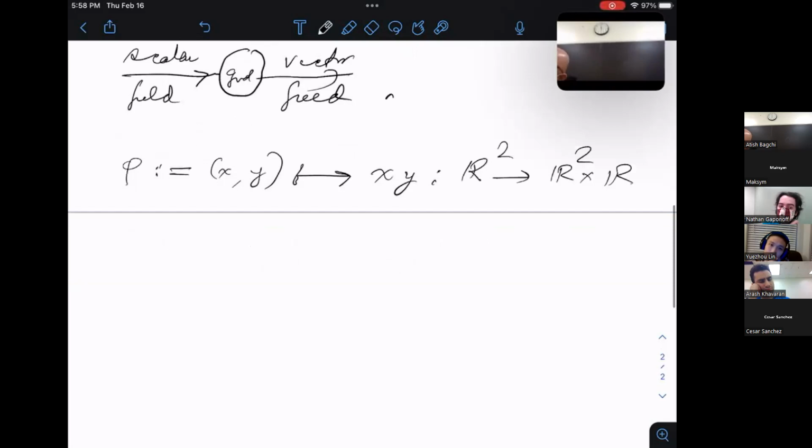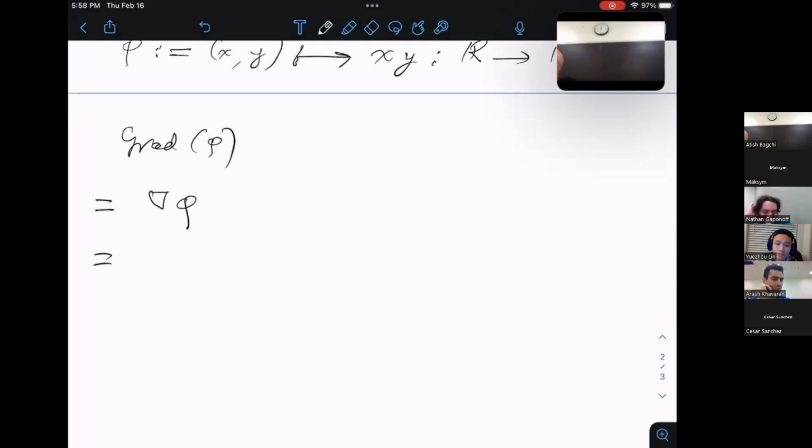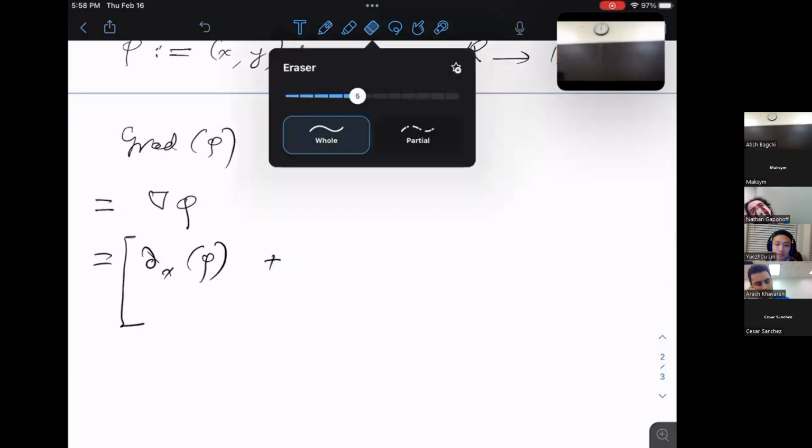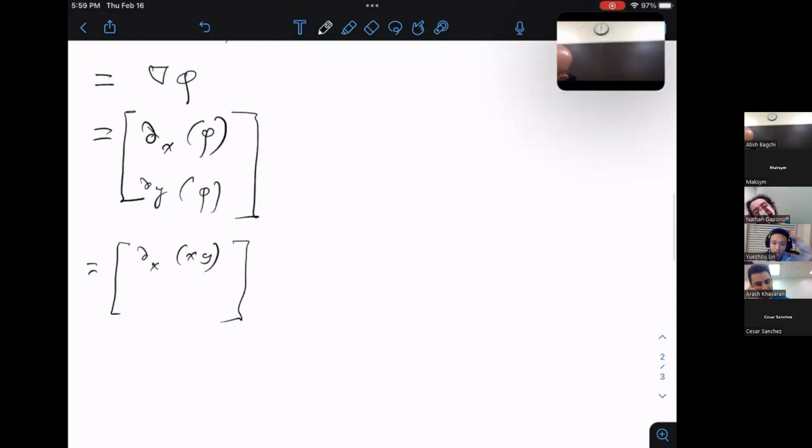Okay, so gradient of phi is equal to, this is the operator, the upside down triangle to represent the gradient, and this would be del x of phi, del y of phi, which is equal to del x xy, del y xy, which is equal to y, x.